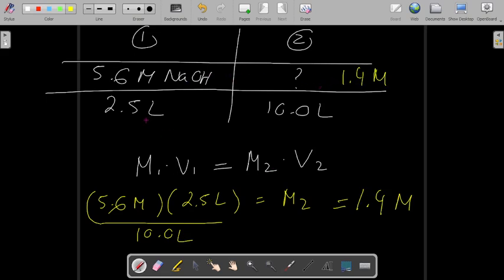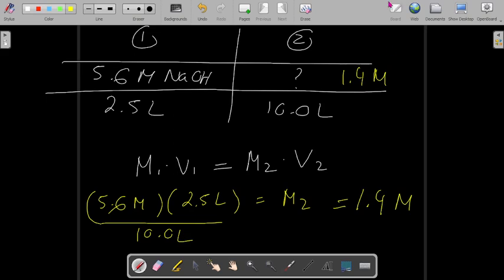So this is 1.4 molarity, which is a smaller concentration. It should make sense. You added water. It went from 2.5 liters to 10.0 liters. So the concentration should decrease. Same amount of moles, but now you have increased the amount of the solution, so it has more liquid in there.